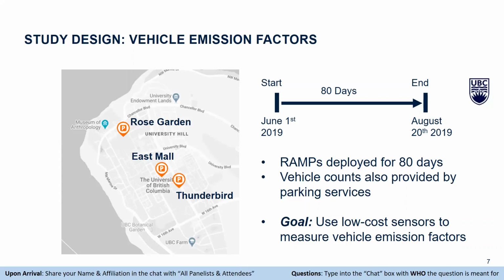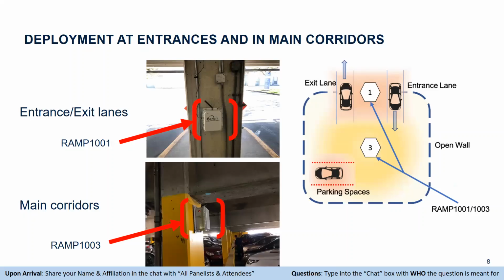And the purpose of doing this in the parking garages is that it's a highly controlled environment, which also has a singular source, pretty much, traffic, and vehicle count data provided by parking services. And the goal was to use this data to calculate emission factors with these low-cost sensors. So here's a picture of an example of the sensor in the garage. So we had one at the entrance/exit lanes, and then one in the center of the main corridor, just past the entrance gate. So capturing at multiple locations in each parking garage.